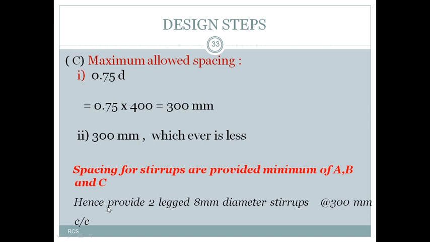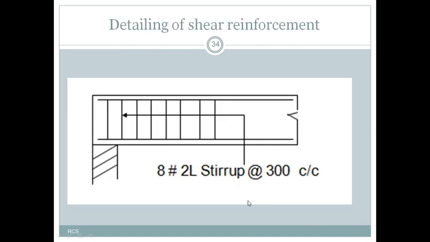Finally, we have to provide two-legged 8 mm diameter stirrups at 300 mm center to center. So this is the detailing of that. It's a beam. These horizontal bars are the main reinforcements. These are the vertical stirrups. They have to be provided at a spacing of 300 mm center to center. So 8 represents the 8 mm diameter, 2L is nothing but two-legged stirrups, at a spacing of 300 mm center to center. So let me summarize what we discussed today.